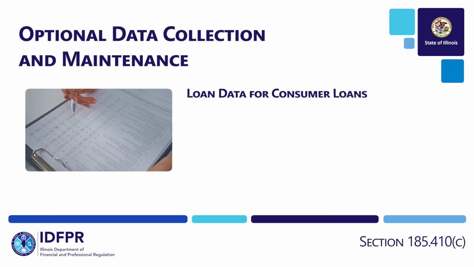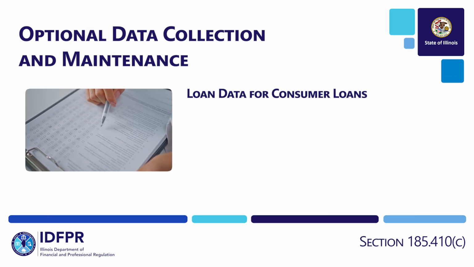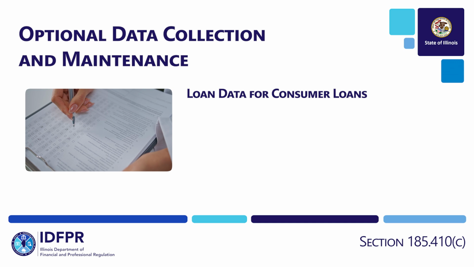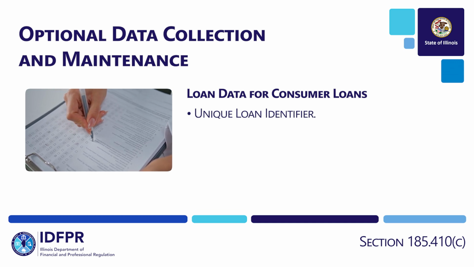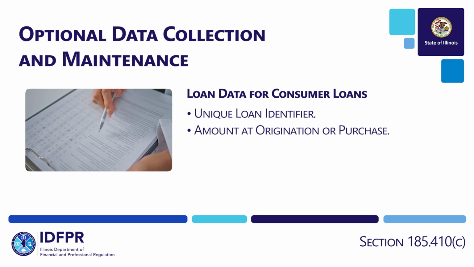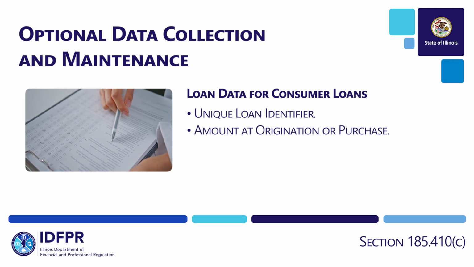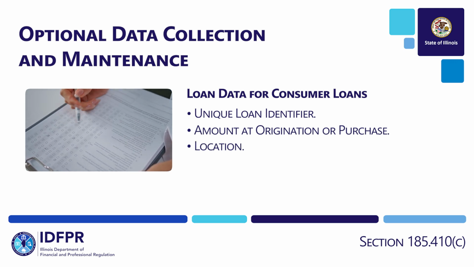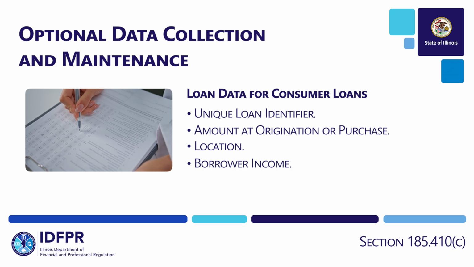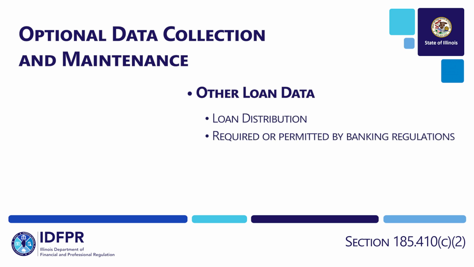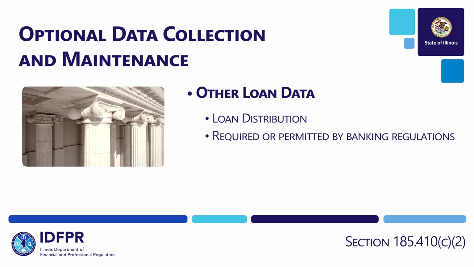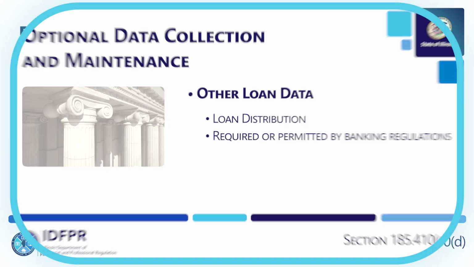If a credit union chooses to include consumer loans, it must maintain data separately for each loan category, including a unique number or alphanumeric symbol to identify the loan, the amount of the loan at origination or purchase, the location of the loan, and the gross annual income of the borrower. A credit union may provide other information concerning its lending performance, including loan distribution data or any other data required or permitted to be reported by banks under federal or state banking regulations.